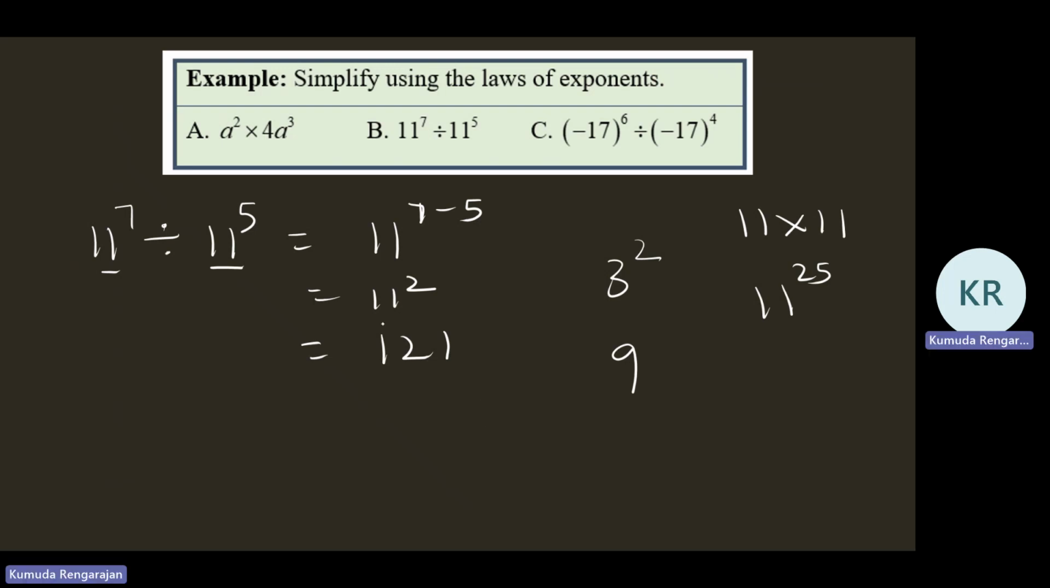Because it's 11 squared, you can find the value. It's easy: 11 into 11 is 121. So you should write 121. You should not stop at 11 squared. When the power is too big and it's time consuming to find the value, don't find the value. Leave it in the exponential form.